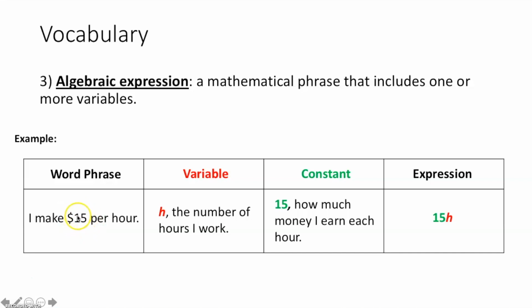Okay, what does the 15 now represent? Well, 15, that doesn't change. I get paid $15 per hour. That will not change, so that is going to be our constant. So now if we want to write an expression, it's just going to be 15 times h, the number of hours. From this, I can then evaluate how much money I would make after 4 hours or 5 hours, right? I would just take that number of hours, plug it in for h, and then simplify.